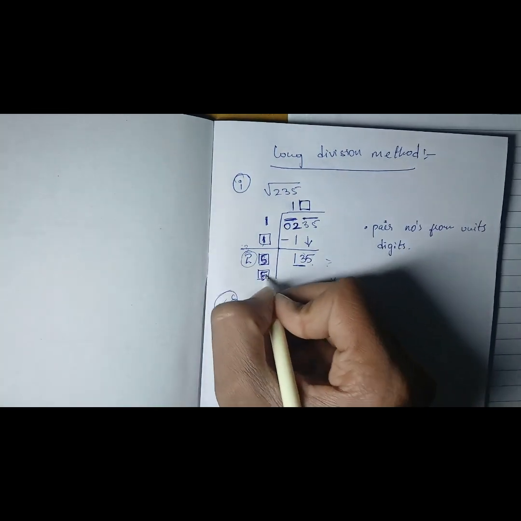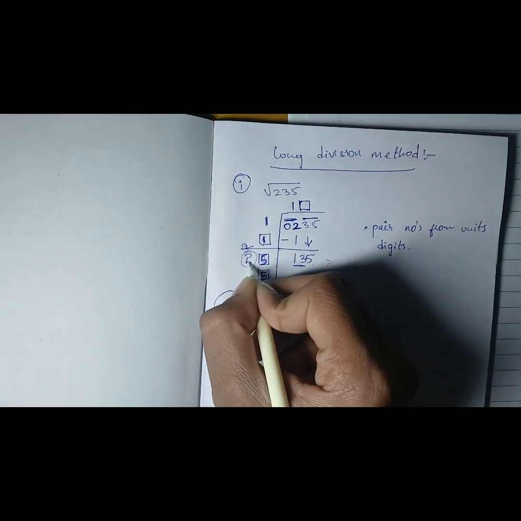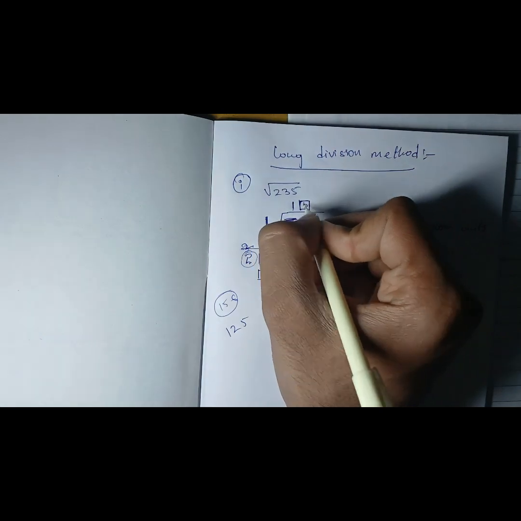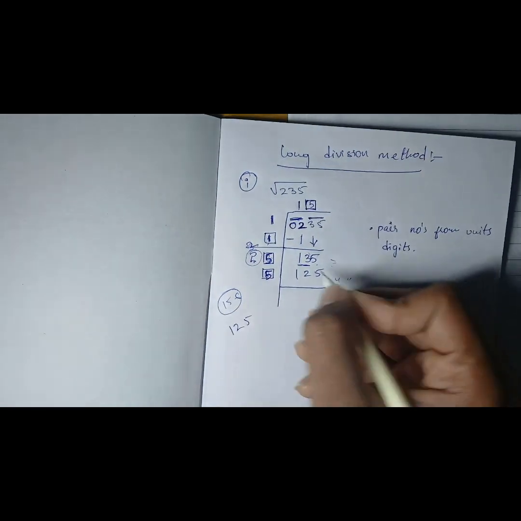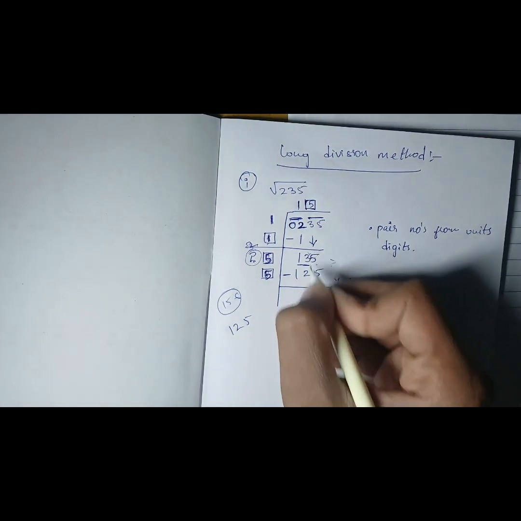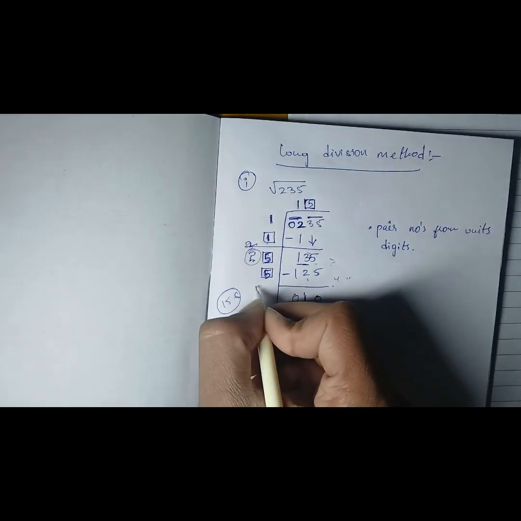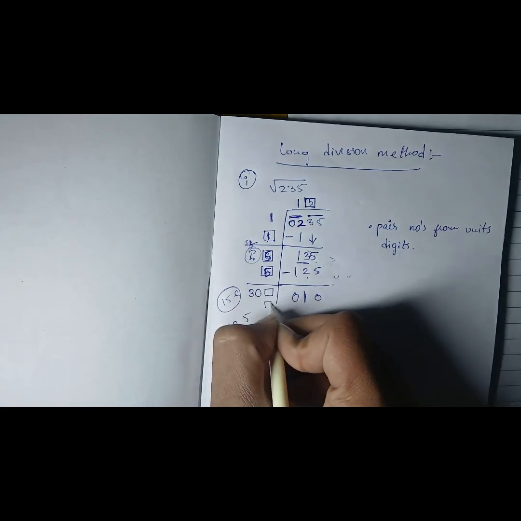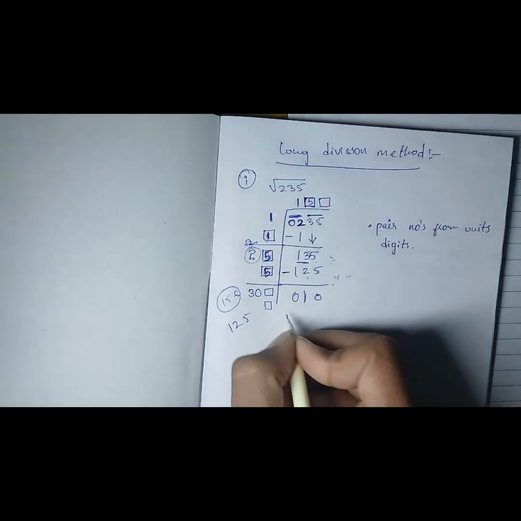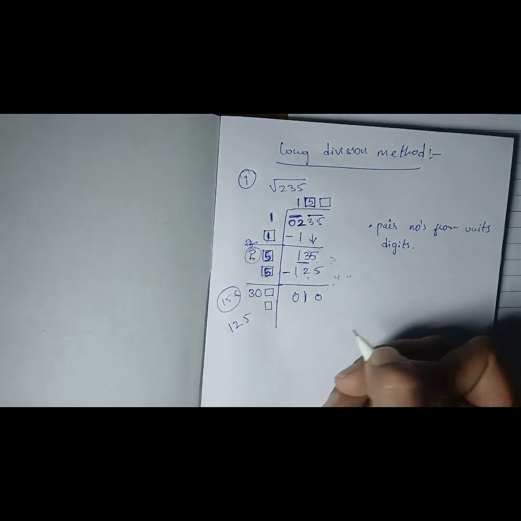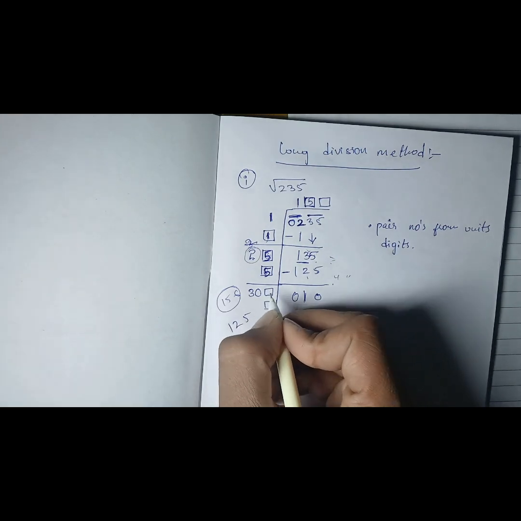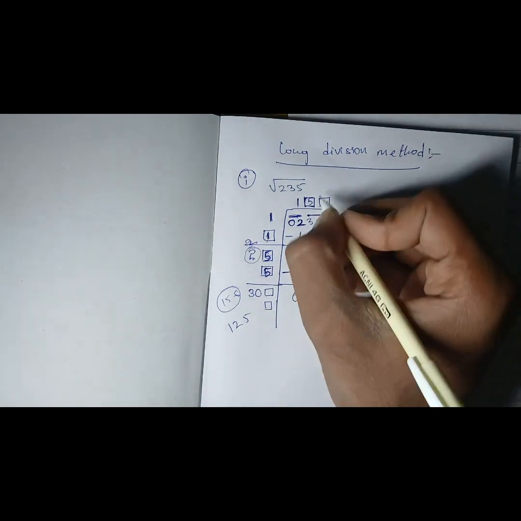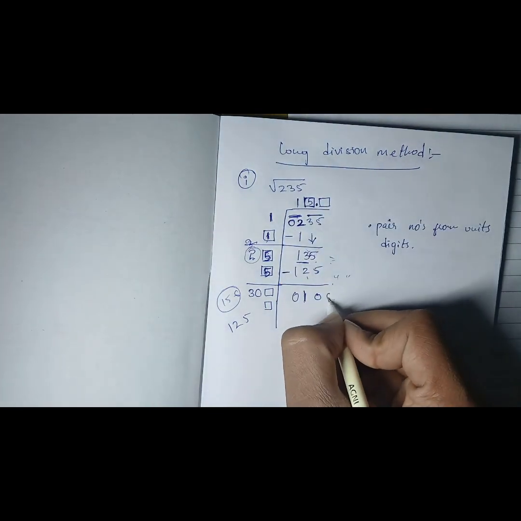5 5s are 25, 5 2s are 10, 10 plus 2, 12, that is 125, and write the same number in this box. Subtract. 5 minus 5, 0, 3 minus 2, 1, 1 minus 1, 0, and add this, 25 plus 5, 30, and draw a box. Here 10 is less than 30. Here again, if you add and multiply any number with this, we cannot get 10. So we need a decimal point. We keep the decimal point here and we can add 2 zeros.